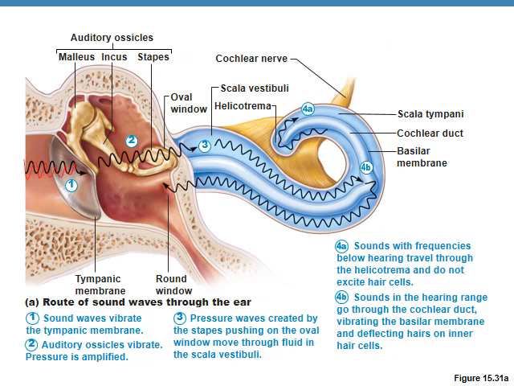So sound waves vibrate the tympanic membrane, which causes the ossicles to vibrate. The pressure created by the stapes pushing on the oval window causes the fluid in the cochlea to move. When that fluid in the cochlea moves, it can vibrate the basilar membrane and deflect or bend the hairs on the inner hair cells.